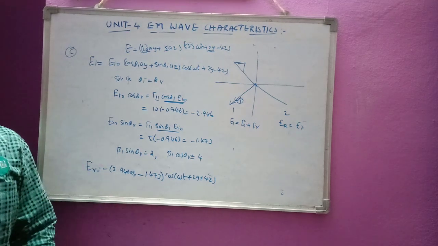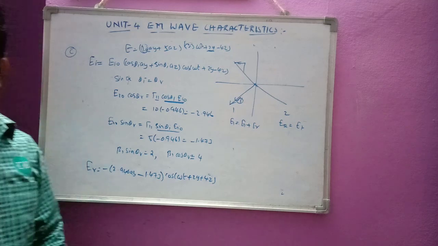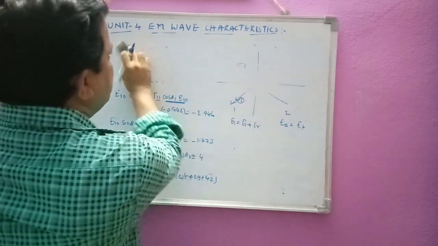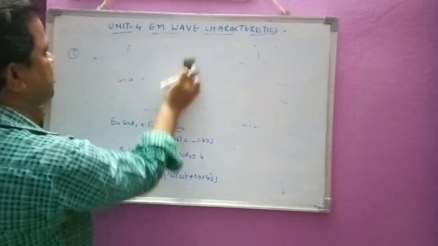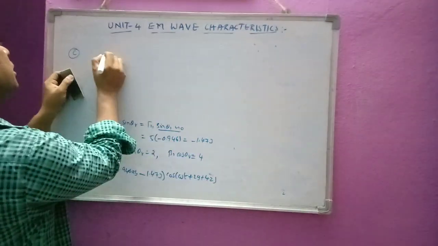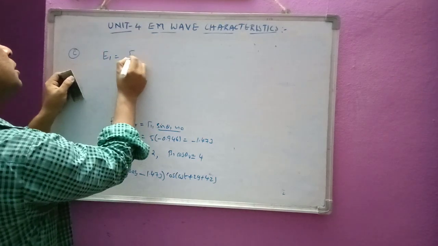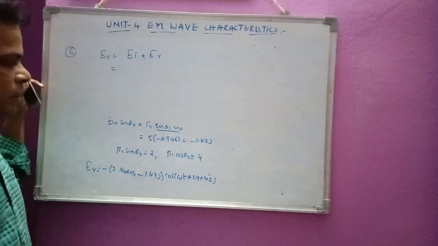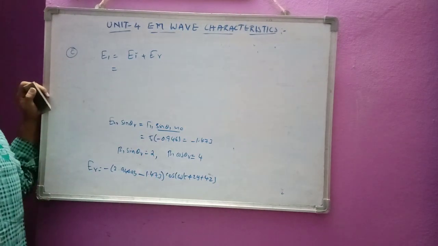Now we'll go for the next one. We are going to say that E1 is equal to EI plus ER here. EI plus ER means the incident and the reflected field here. Already we have got EI and ER also. We just have to add this one.